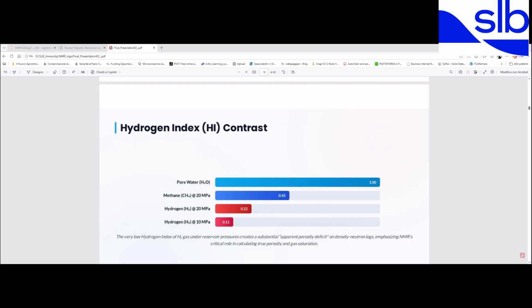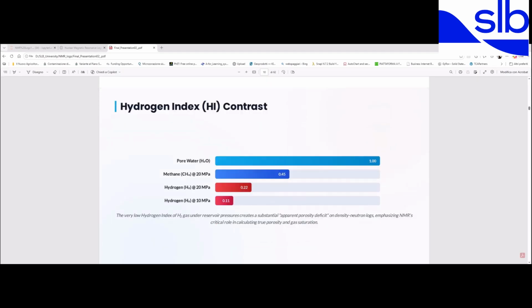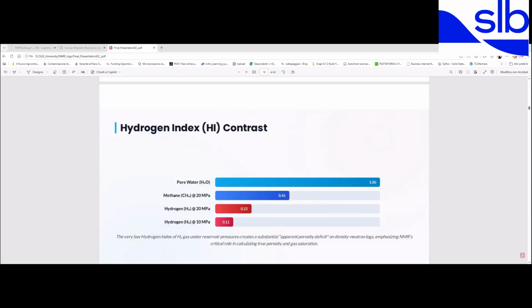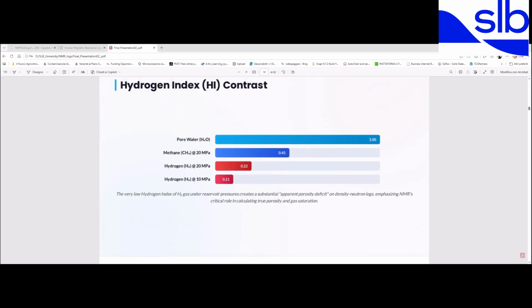Introducing the hydrogen index constant. The hydrogen index constant is an expression of the quality of the reservoir. It is represented as a percentage of available hydrogen that can be extracted after the reservoir characterization. In this case you have a mixed situation, because you have pore water, methane at a pressure of 20 megapascal, and hydrogen at different levels, one at the same pressure as methane, another at lower pressure. So by also studying the reservoir pressure from an engineering point of view, we can facilitate the development.